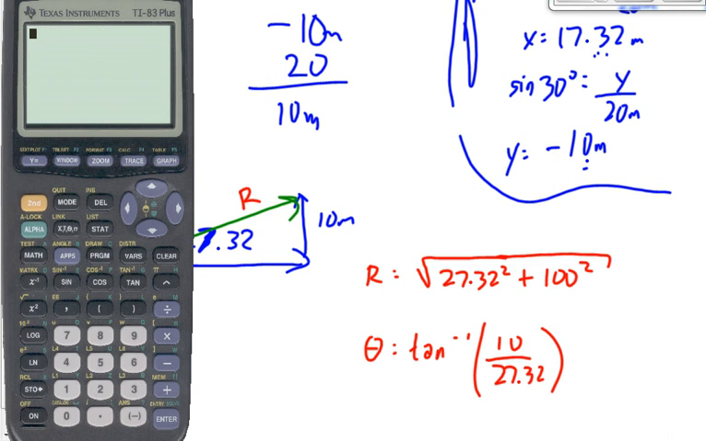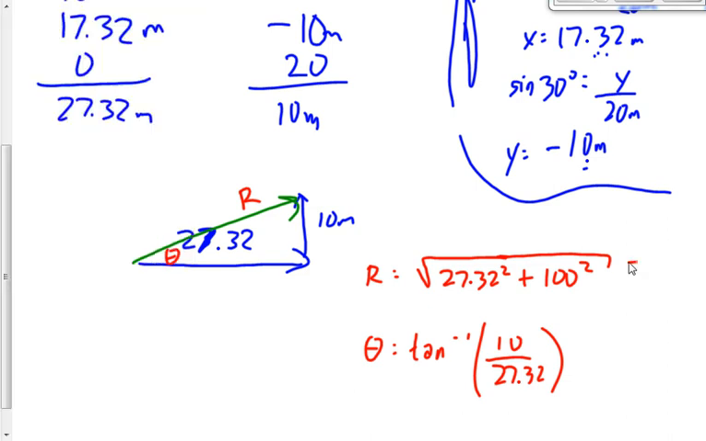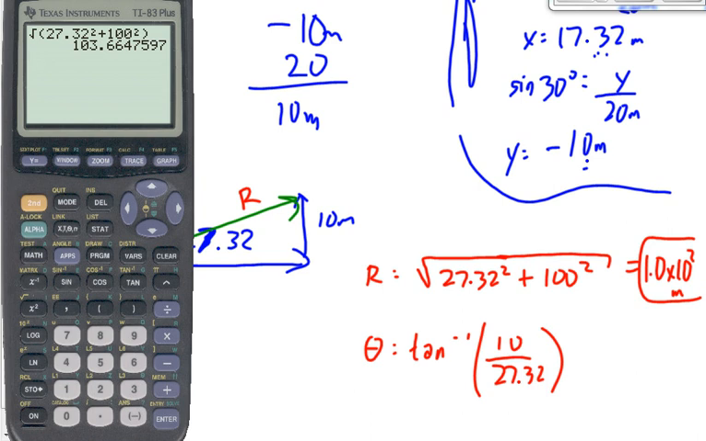Okay, let's say square root, second function, x squared, of 27.32 squared plus 10 squared, equals 29, or 2.9 times 10 to the 1. To find the angle, it's going to be the inverse tan, or second function tan, of 10 divided by 27.32.